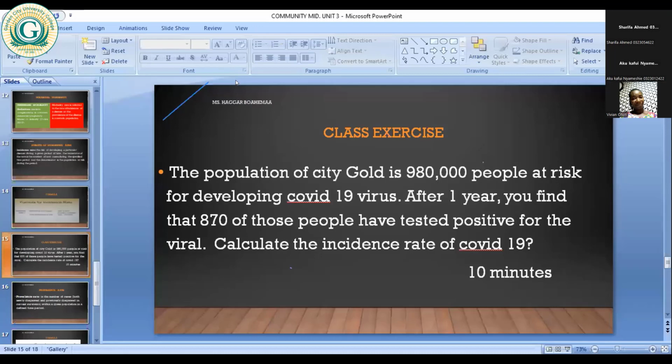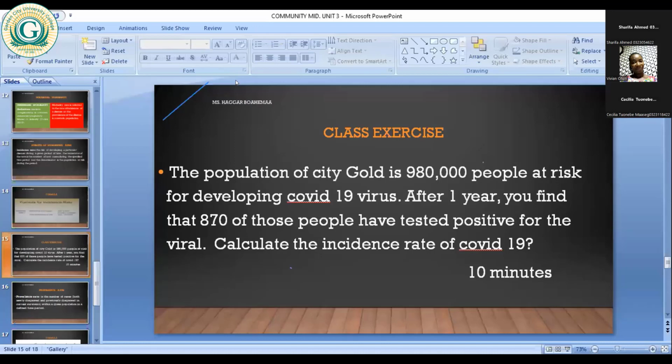Oh gosh, network. We are with you. We can hear you. Yes, it's 88. It was 88.8. So I'll round it up to 89 per 100,000 of the total population at risk.